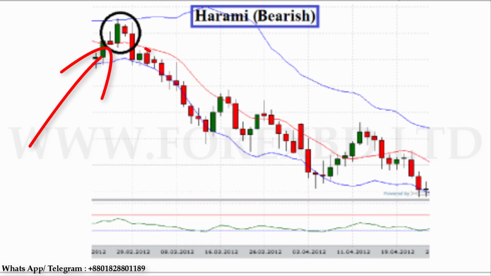The harami signal is very strong, so you can trade with confidence. Hanging man.